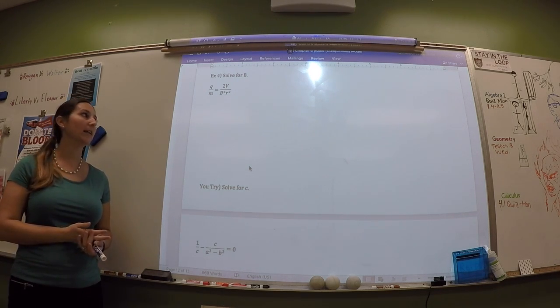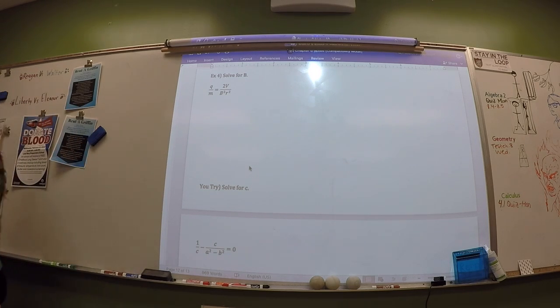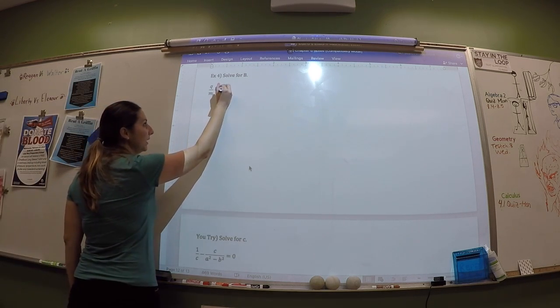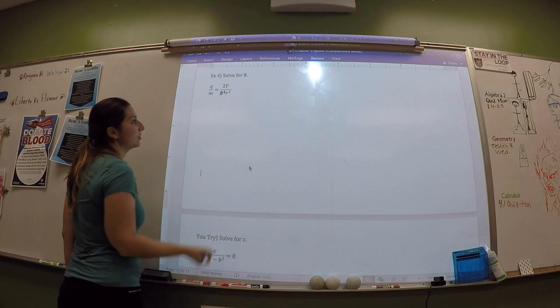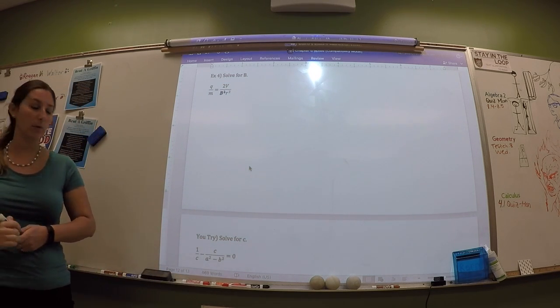So when you're doing the same kind of properties, you can't get an answer like x equals 5. Usually they're formulas, and we're trying to solve for a particular letter. So in this one we're solving for b. Now b is also squared, so we just have to keep that in mind. We're going to start the same way we started the other questions, by cross multiplying.